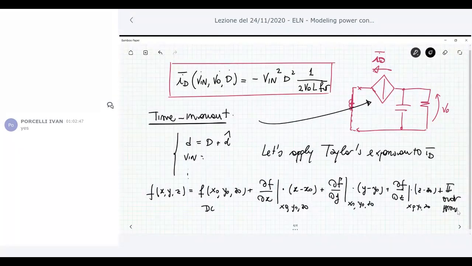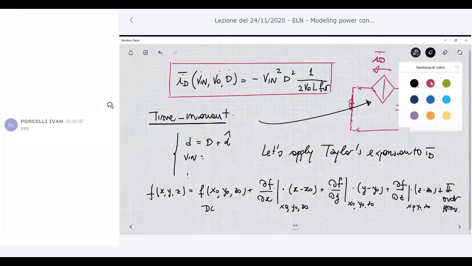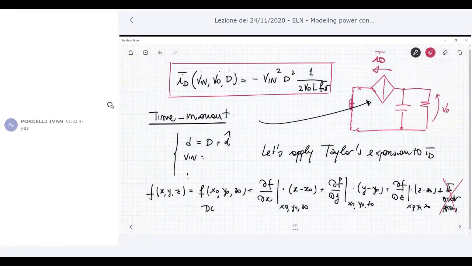Okay, so in order to get a linear model, we can apply to the average current ID the Taylor series like this one. And in order to get some linear behavior, you have to neglect the second order terms. This operation is similar to the one we used in the previous techniques, when I multiplied small signal variations among them and neglected the second order term. And then, since we are just focusing on the variation, I can also neglect the DC contribution.